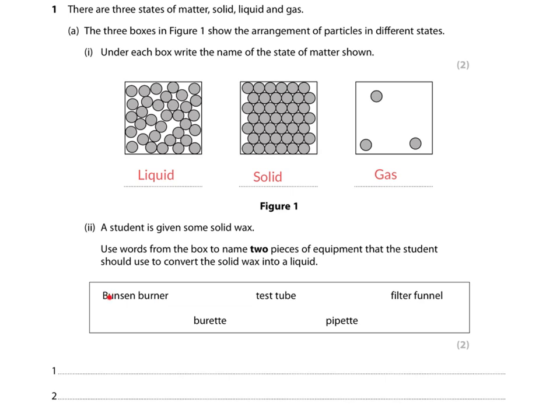And then we need something to put the solid in. So we need to find one of these things that we can put the solid in. Well, a test tube is a great thing that we can put something in. So we can put the solid wax into the test tube and then heat it up using the Bunsen burner.